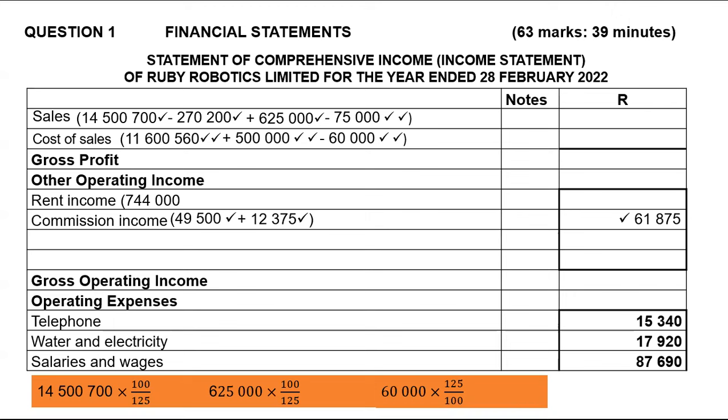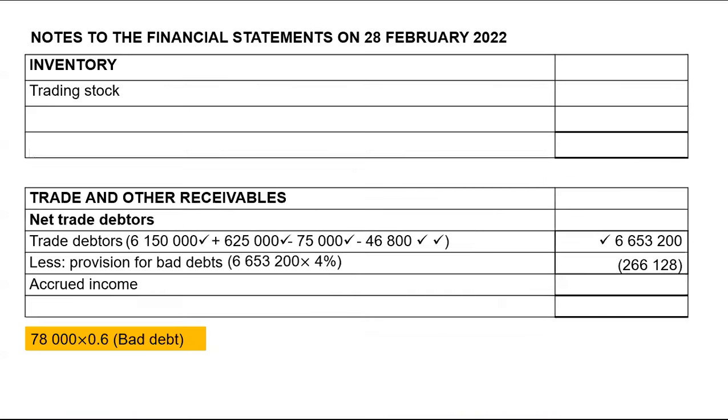Am I done? Not yet, because that accrued income is an asset. It is owed to us by Masingita, we need to add it in trade and other receivables. First, I'm going to calculate my net trade debtors. My net trade debtors, how do I calculate it?